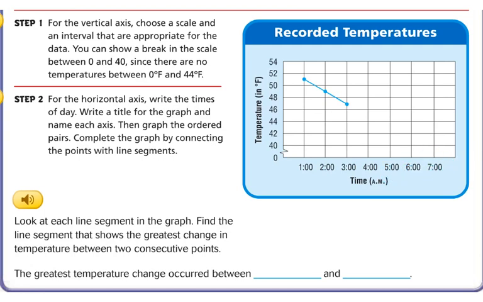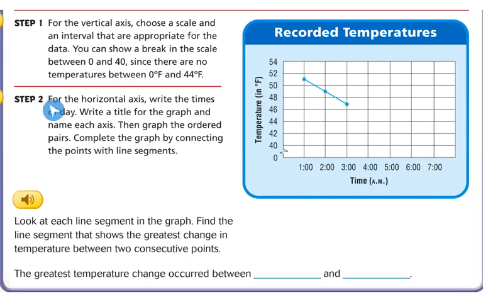Now, it says you can show a break in the scale between 0 and 40 since there are no temperatures between 0 degrees Fahrenheit and 44 degrees Fahrenheit. So right here, boys and girls, this is called a break because it's not going to be consistent with the other intervals. That's why we use that symbol. Notice we start at 40 degrees and go up to 54, and our interval in between each is increasing by 2 degrees on our y-axis.